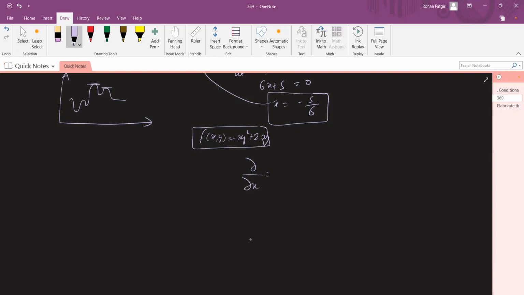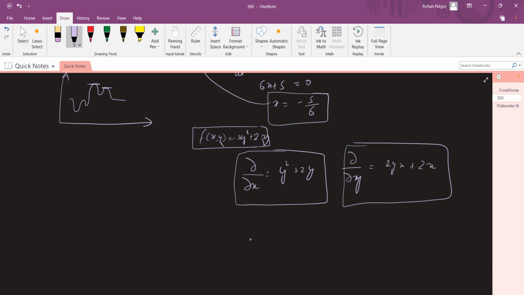we are doing the partial differentiation of this function with respect to x, here y is considered as a constant. So here it will be xy square plus 2y. And if we do the same function with respect to y, it will be 2yx plus 2x. So it depends on which variable we differentiate with respect to. I would say that is the mathematical or the technical part.